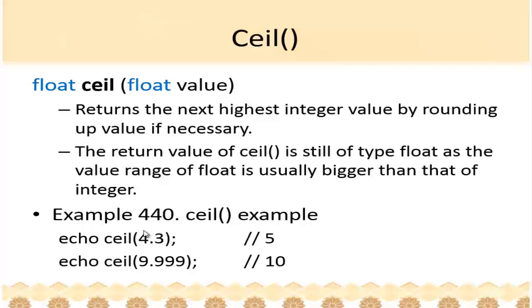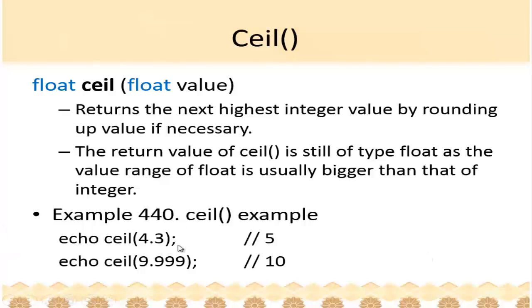The next ones are ceil and floor. Ceil means taking it to the higher value. Floor means getting it down to the lower value. So ceil of 4.3 is taking it to the top level. What comes after 4 point something is the next integer, which is 5. So it is ceiled to the next value. What comes after 9.9 is 10. It's going to ceil it to the next integer value.